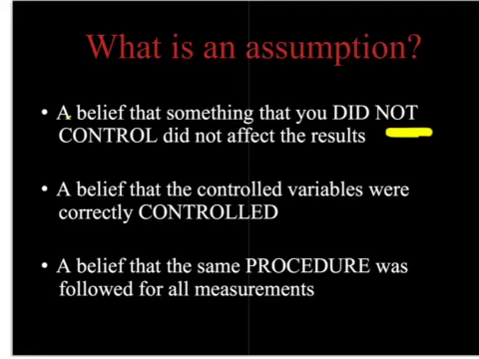The next one, a belief that the controlled variables were correctly controlled. So for instance, let us assume that you controlled, which I hope you did, the drop height of the piston down into the launching chamber. A valid assumption here would be that you assumed that it was actually dropped from the correct height each and every time.